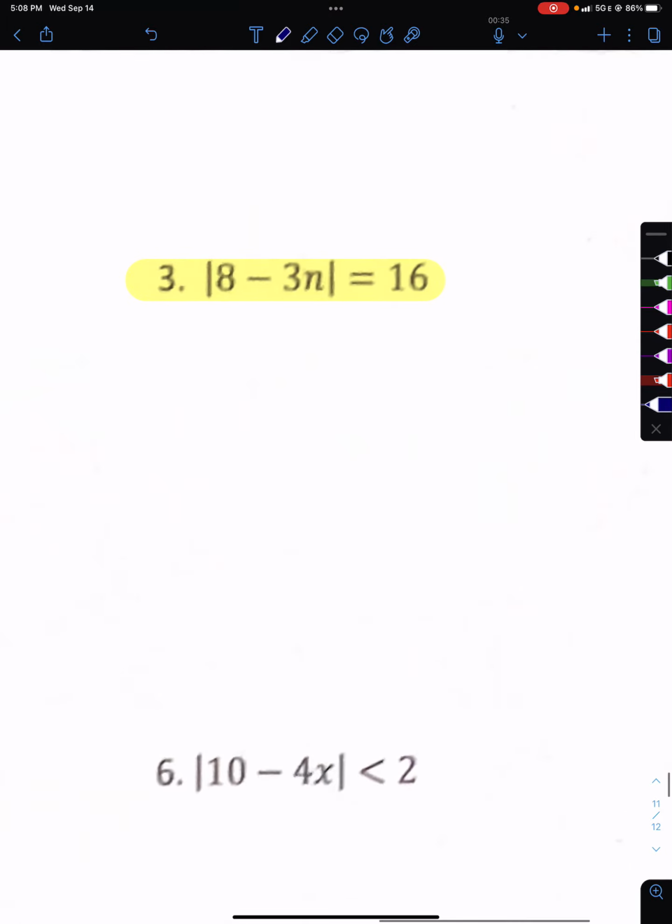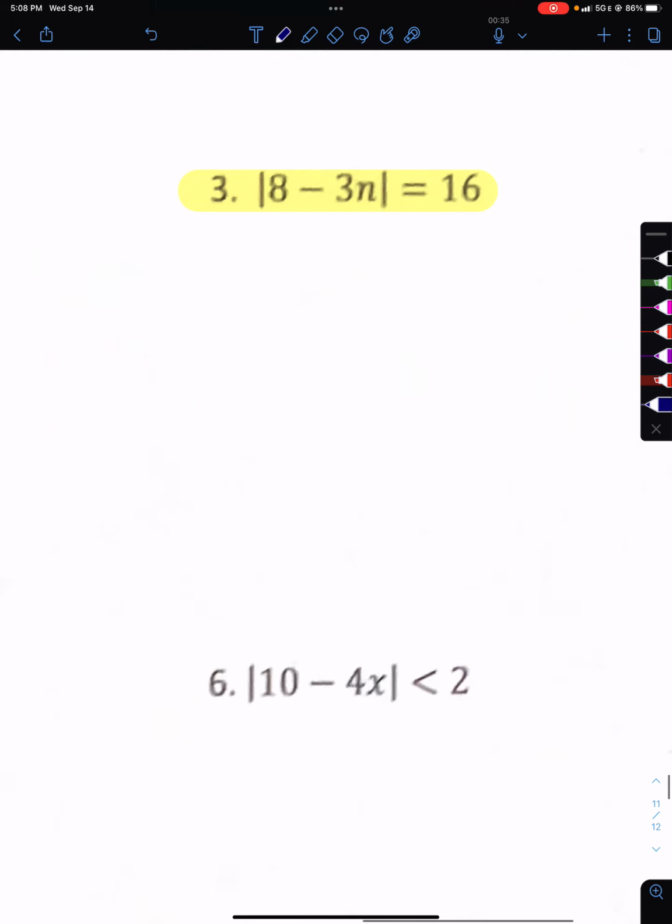Number 3 is an equation, not an inequality. However, we still are going to have case 1 and case 2 because it is an absolute value equation. So I am going to take what is inside the absolute value and set it equal to positive 16 and negative 16. So I have 8 minus 3n is equal to negative 16. And sure, you could do the positive 16 first. Either way, they're going to both come out the same as we put them on the number line. And then 8 minus 3n equals positive 16.